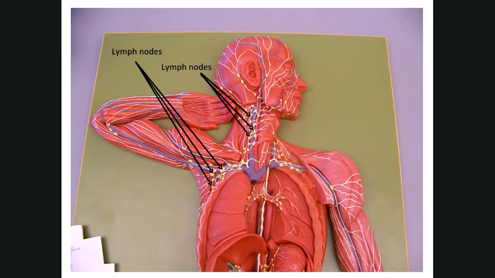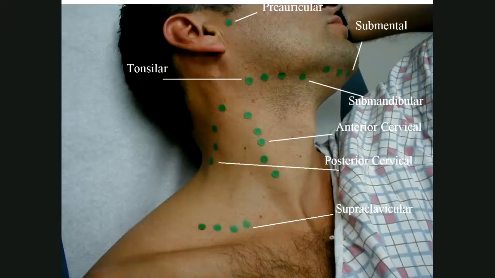And so if we look here, you can see there are very few lymph nodes out here. Now look, there's a few at the elbow, same thing with the knee. But most of them are here in the armpit, or they're here in the neck, or they're in the groin. And you can actually feel these lymph nodes if you know what you're looking for.